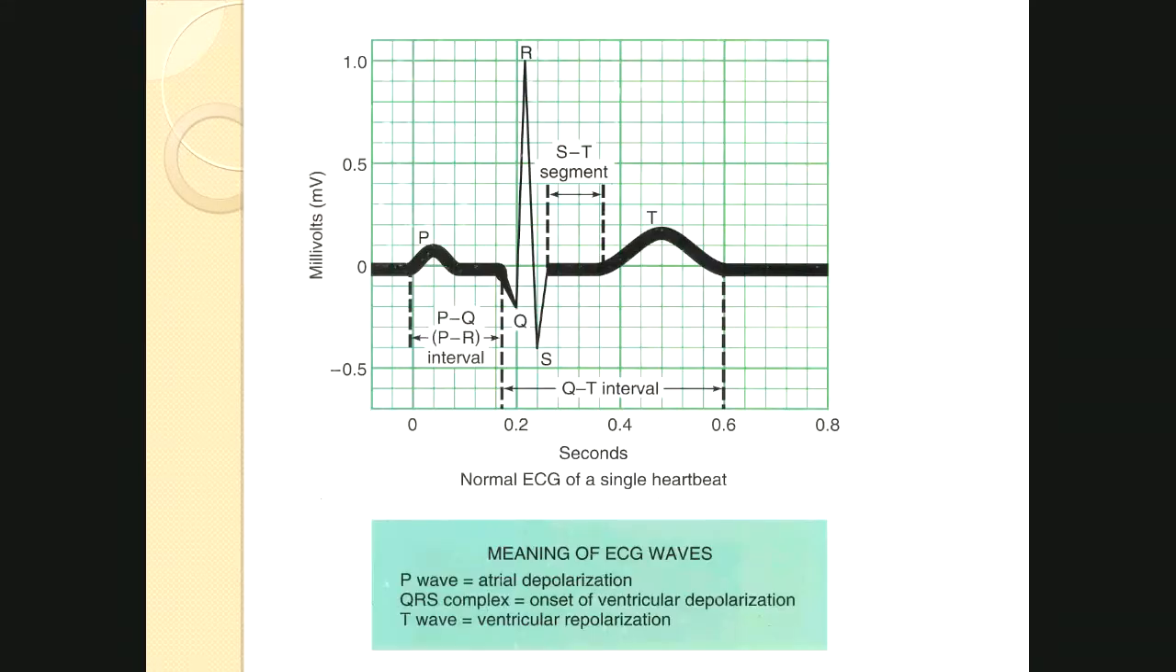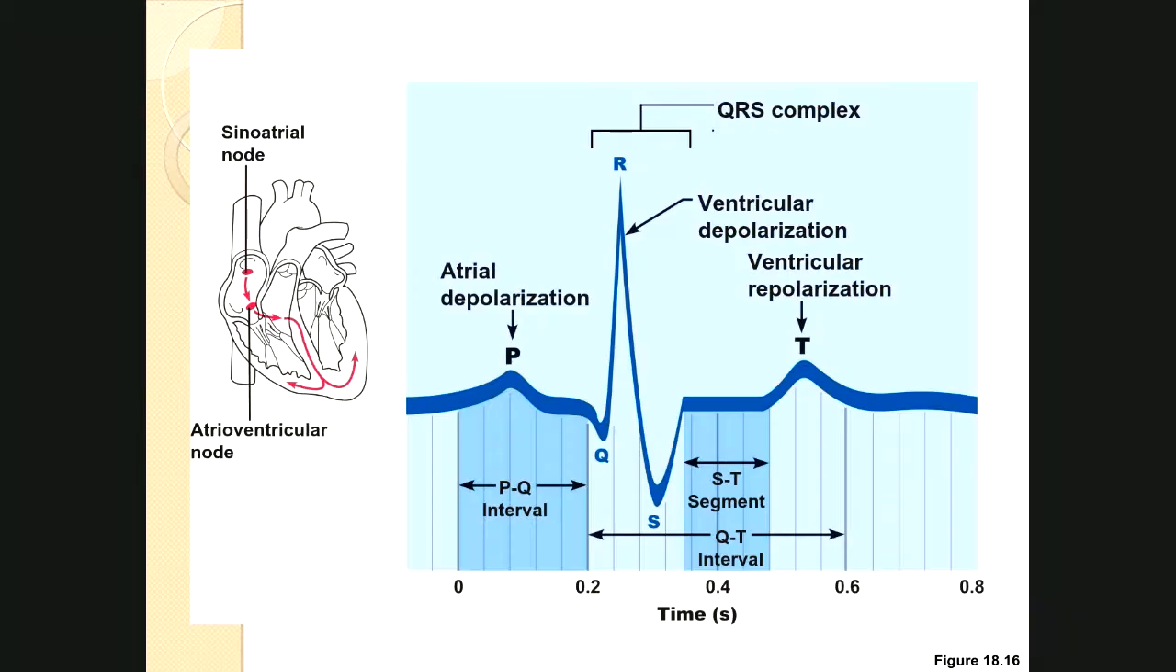So P, atrial depolarization. QRS, ventricular depolarization. T, ventricular repolarization. Make sense now? Any questions?